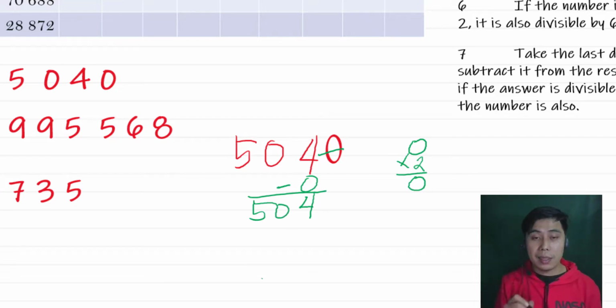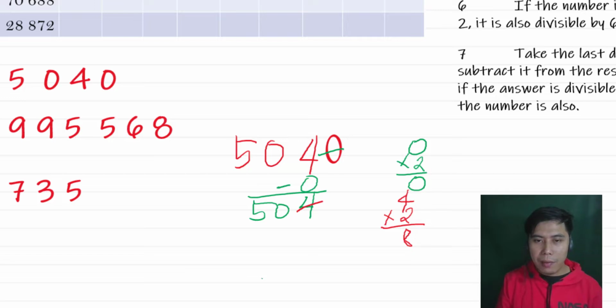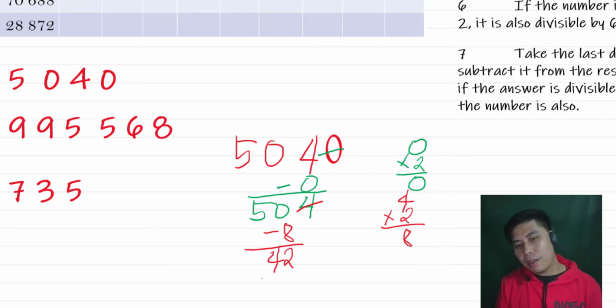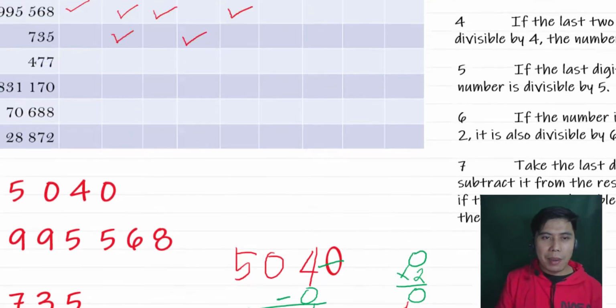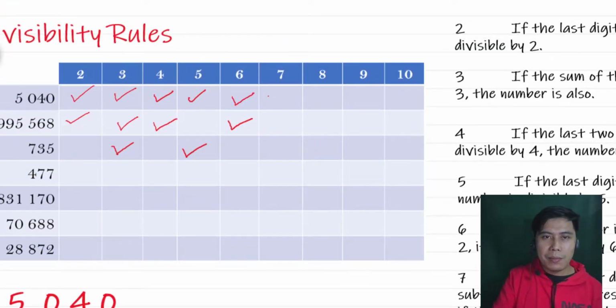Now, if we still cannot determine whether this number is divisible by 7, we can repeat the process. We take out 4 and double it, same as what we did earlier, and now we get the product 8. Then we subtract it from the remaining digits. Now we have the remaining digits 4 and 2, or 42. And we know that 42 is divisible by 7 because it is a multiple of 7. So then we can say that 5040 is divisible by 7.